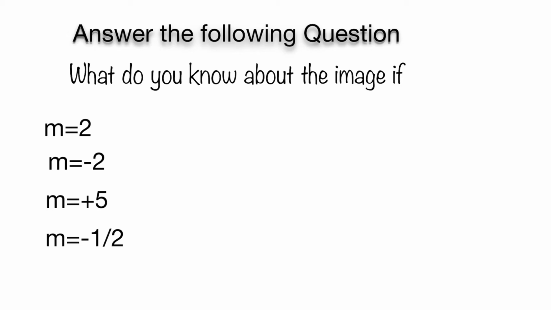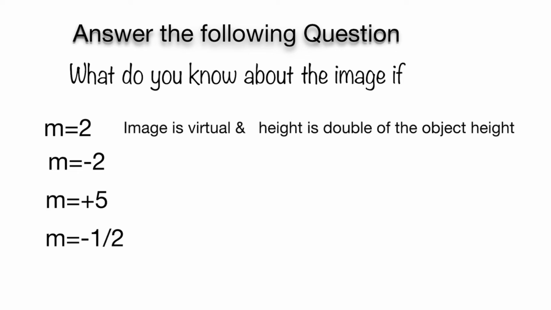So, in the first case, when m is equal to 2, it shows me that the image is virtual and its height is double the object height. Why is the image virtual? Because the sign of magnification is positive here. So, the positive sign shows that the image is above the principal axis and similar to the object. That's why the image is virtual.